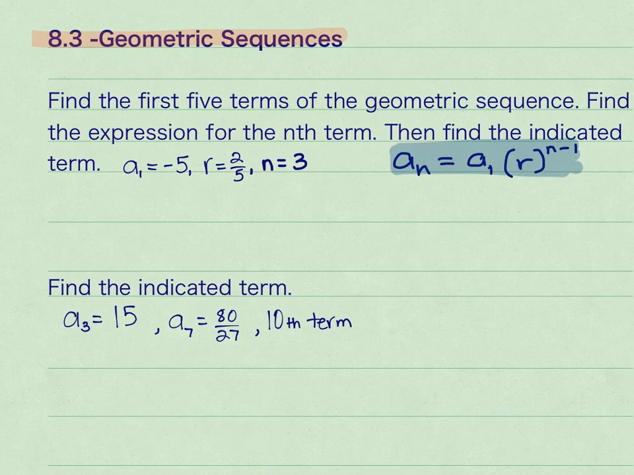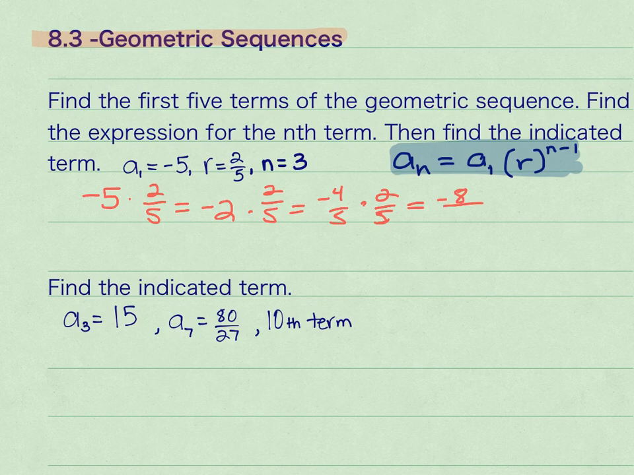So if I wanted to find the first term, or the first term's given, negative 5, and then I would take negative 5 and multiply it times 2/5, and that's negative 2, that's term 2, multiply it times 2/5, negative 4/5, that's term 3, multiply it times 2/5, negative 8/25ths. Multiply it times 2/5. Negative 16 over 125. First term, second term, third term, fourth term, fifth term.